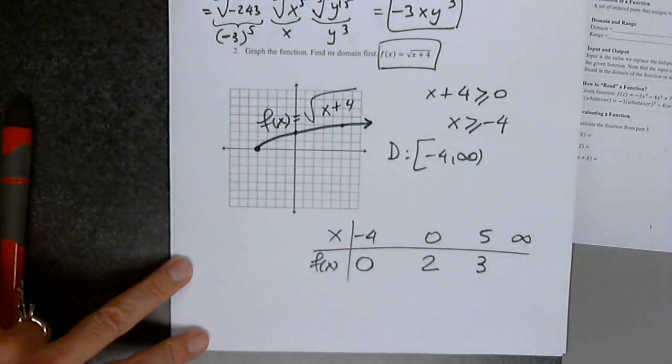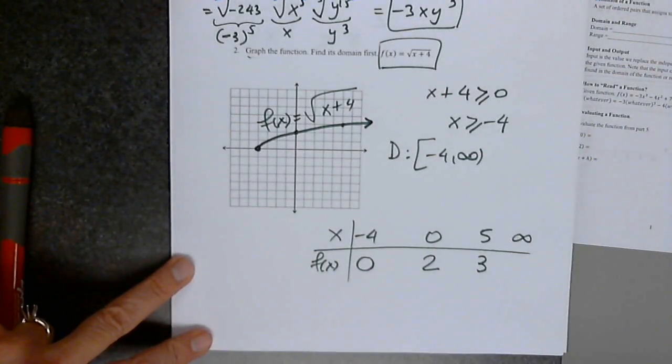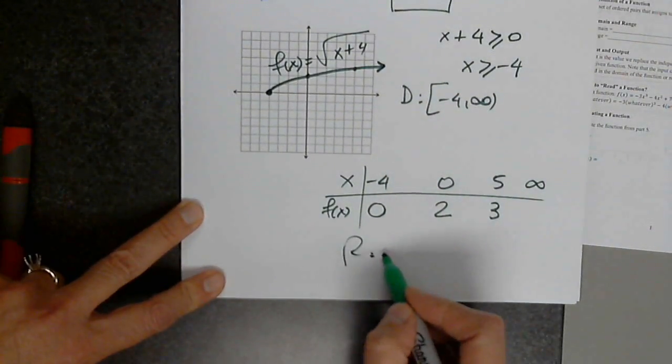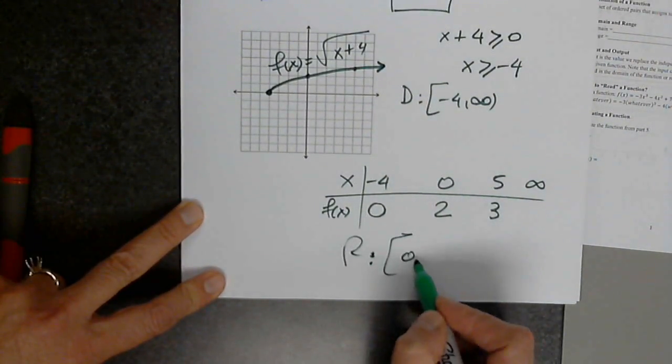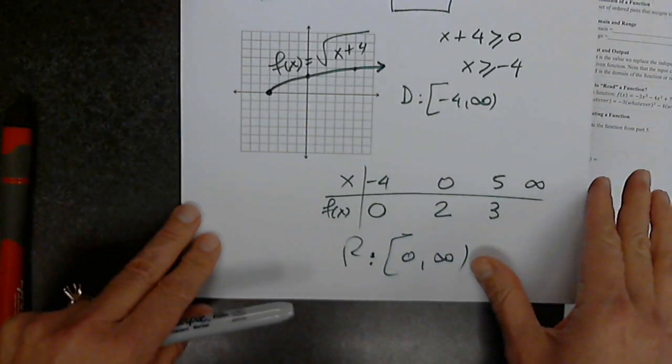I did not ask for the range. I forgot. But the range is clearly 0 to infinity. I will not deduct points, of course. I didn't ask for this. Okay, very good. That's my first page here.